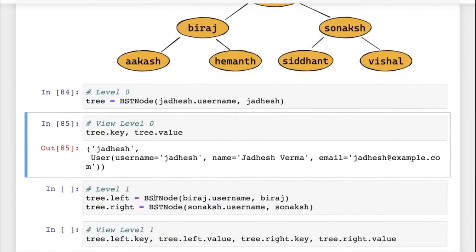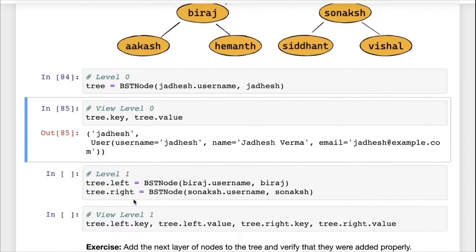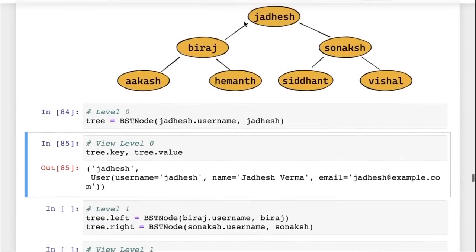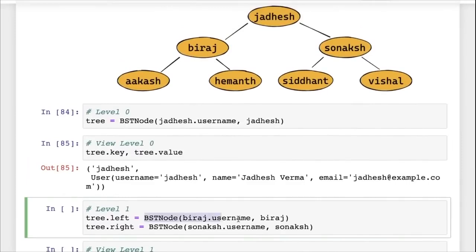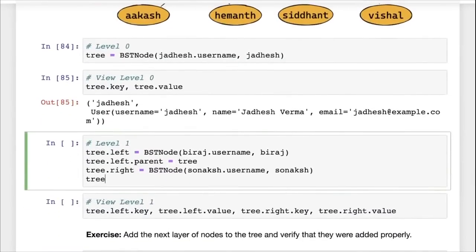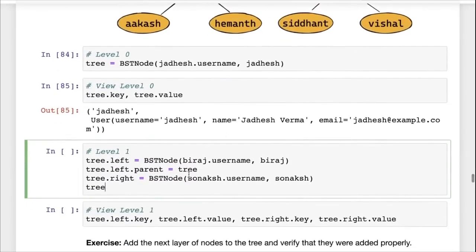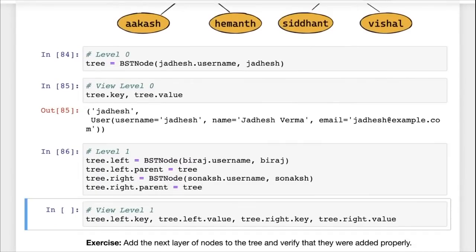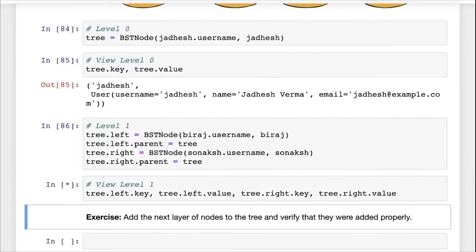Let's create level 1. Now level 1 is, we set tree.left to BST node, Biraj.username and Biraj. Now, one other thing that we should do here is once we set it, we should set tree.left.parent to tree. And similarly, we set tree.right. So now tree.right is Sonaksh. So we set BST node with Sonaksh.username as the key and Sonaksh is the value. And then we can set tree.right.parent as tree.